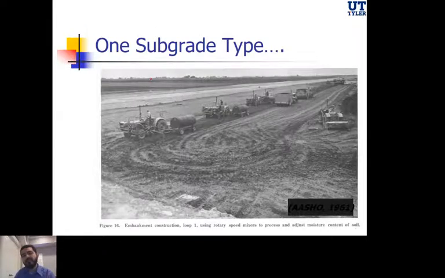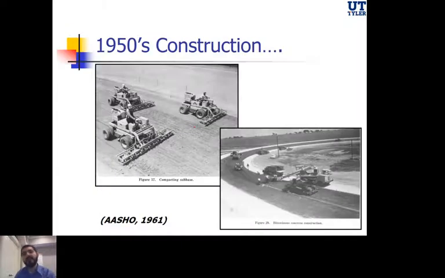They just picked one subgrade type and they went with it. And this here is the very basic equipment that they used to compact this subgrade type. And then this is when they started the main construction of the full structure in the 1950s, where they compacted the subbase, and this is the bituminous concrete construction itself.